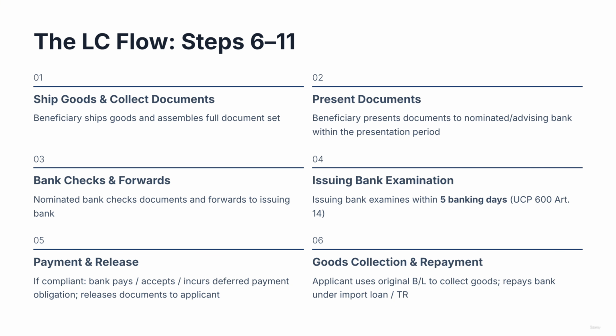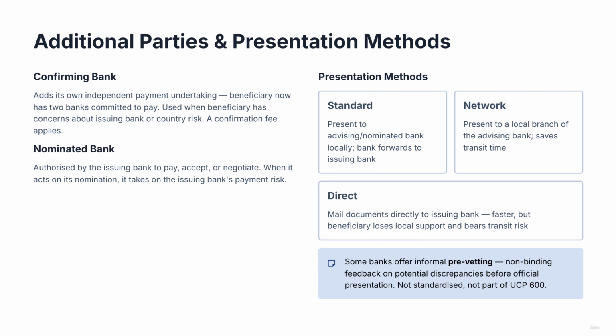The applicant uses the original bill of lading to collect the goods at the port and repays the bank under the import loan or trust receipt arrangement. Some banks offer an informal pre-vetting service where the beneficiary can submit documents before the official presentation for a quick check. The bank provides non-binding feedback on potential discrepancies. This is not standardized, it is not part of UCP 600, and not all banks offer it. But where it is available, it is a useful tool for reducing discrepancy rates on first presentation.